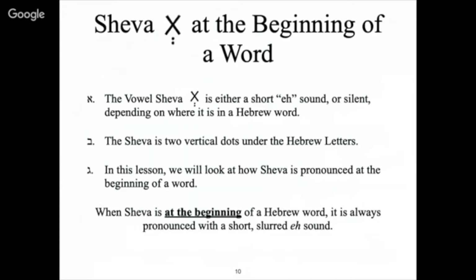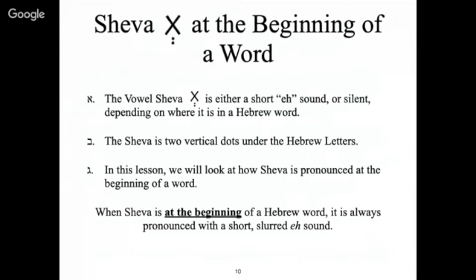Also, we have the Sheva. The Sheva at the beginning of a word, right? Because the Sheva has some rules that we don't know yet, but right now we're just going to deal with the Sheva at the beginning of a word. The vowel Sheva is a short eh sound or silent, depending on where it is in the Hebrew word. So it makes the same sound that a Segol makes, but it's short. You're barely saying it, doing it real quick, like a short eh. Don't put too much emphasis on it.